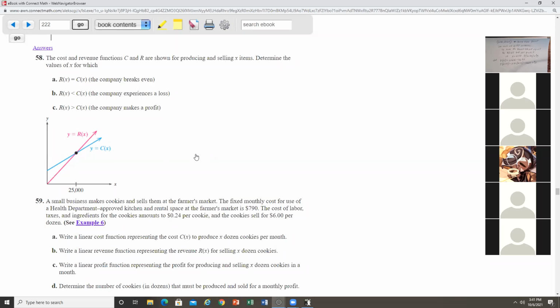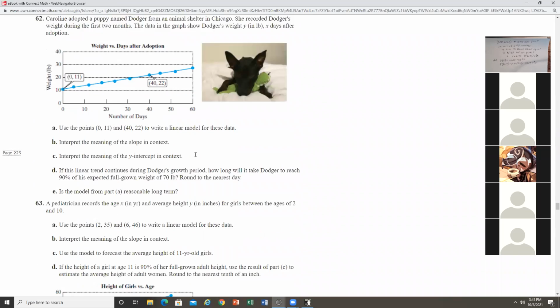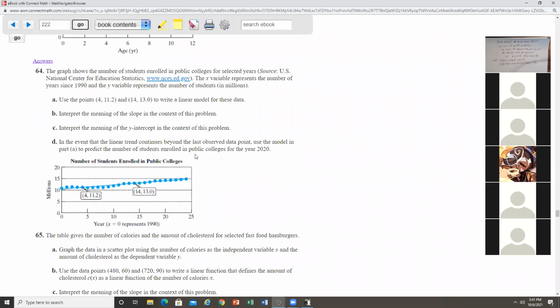All right, one like number 64. In this problem, it says the graph shows the number of students enrolled in public colleges for selected years. This is authentic data, according to the National Center for Education Statistics. The X variable represents the number of years since 1990, and the Y variable represents the number of students in millions. They want you to use the points (4, 11.2) and (14, 13.0) to write a linear model for this data. They want us to write a linear function or equation that models this data, ladies and gentlemen.